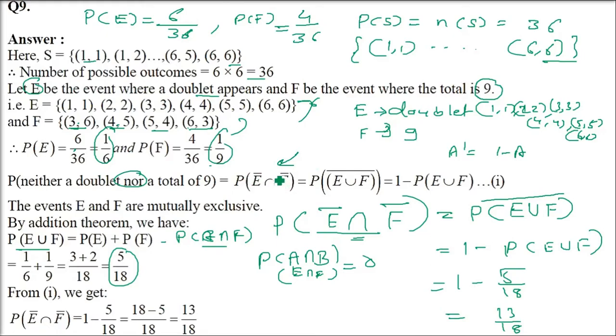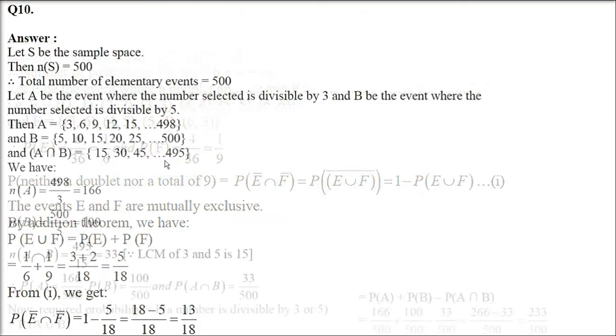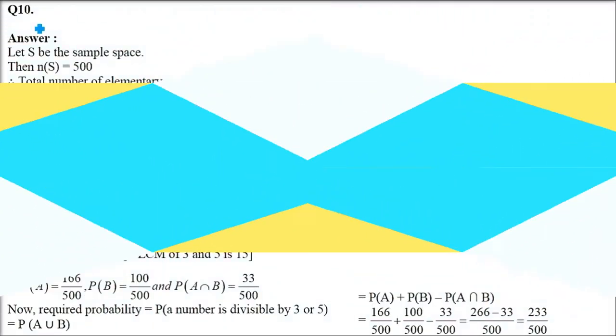Let me tell you again. Neither nor: E naught, F naught intersection. Then we have P. When we take both naught, we will convert it into union, and that is going to be 1 minus. We are taking the total complement. We convert the sign, and then A complement is 1 minus A. So 1 minus P(E union F) will be the result.